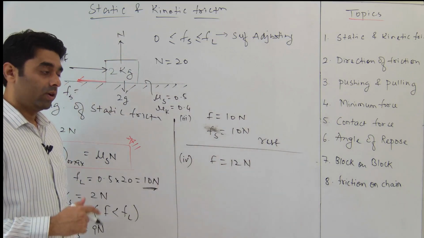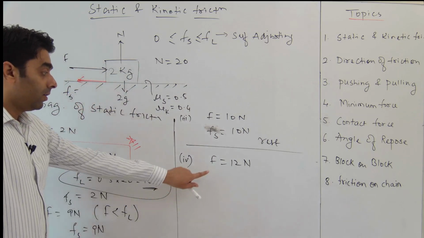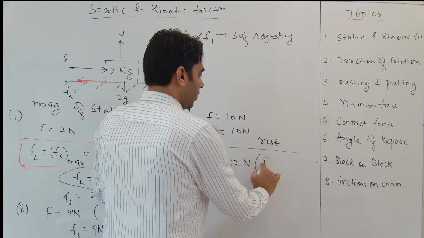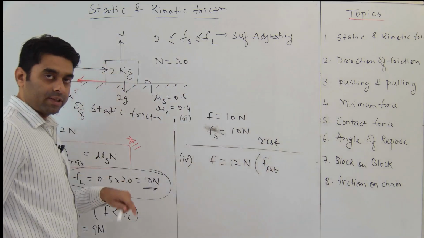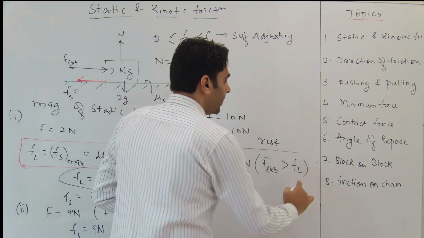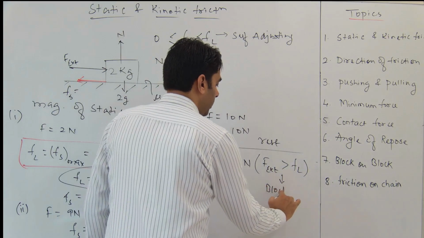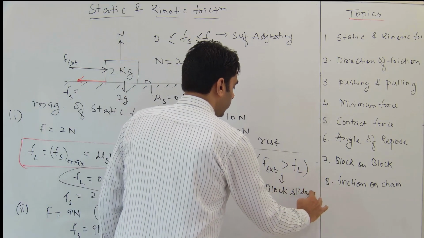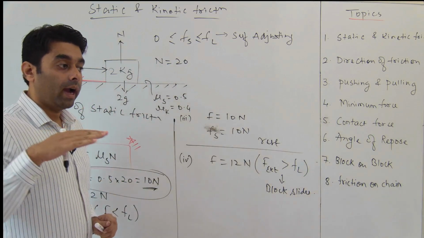Will the block move? How can we decide? What is our limiting friction value? The limiting friction value was 10 Newton. Our external force, whose value we are changing and checking, is greater than the limiting friction. That implies the block will slide. The block will move. And if the block slides, static friction will not be there. Your kinetic friction will act.